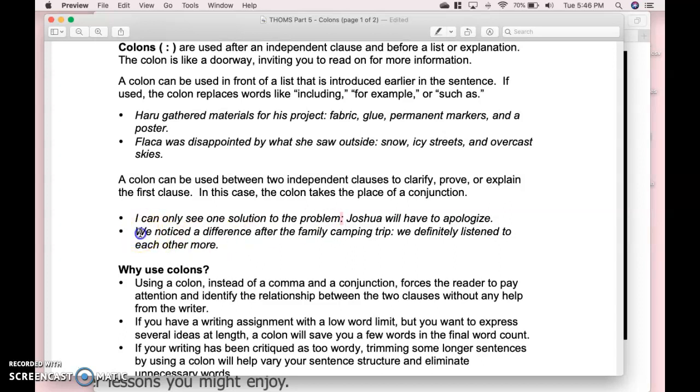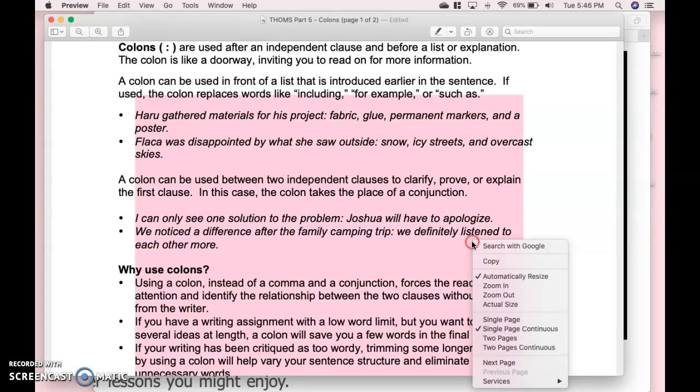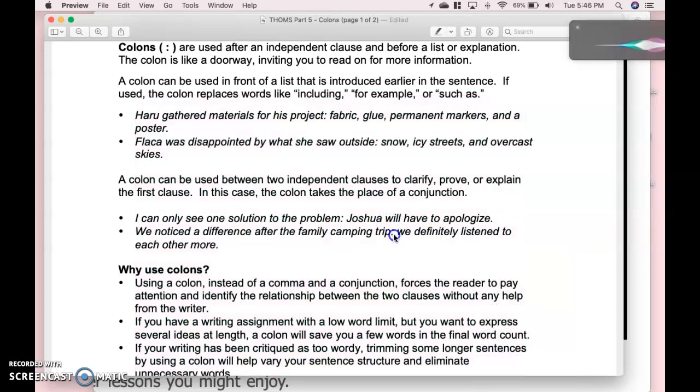Here's another example. We noticed a difference after the family camping trip, colon, we definitely listened to each other more. So here they're clarifying more information. We noticed a difference after the family trip. What was that difference? We started listening to each other more. Okay, so instead of using a period in between these sentences here, the author instead has decided to use a colon.